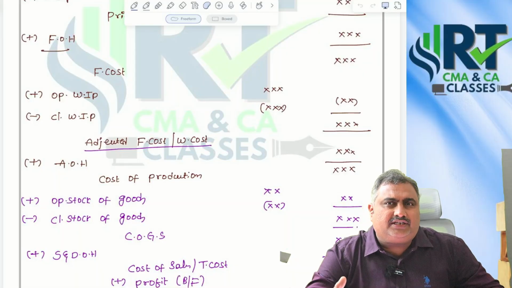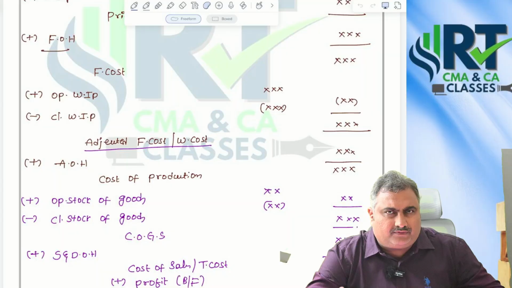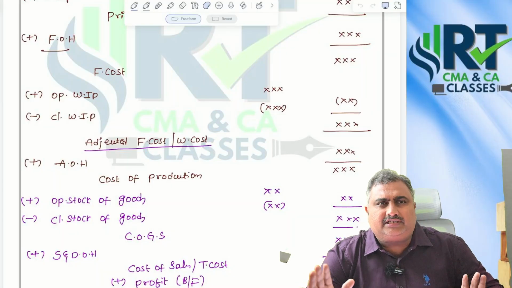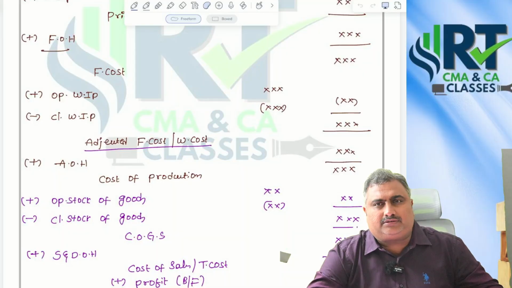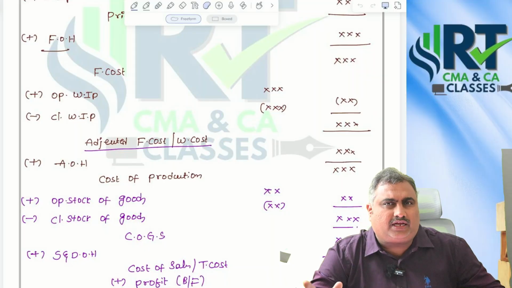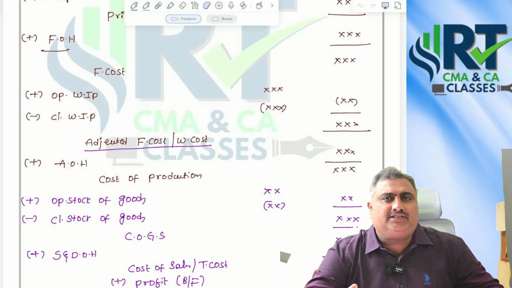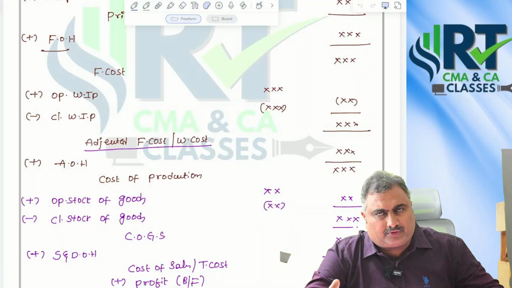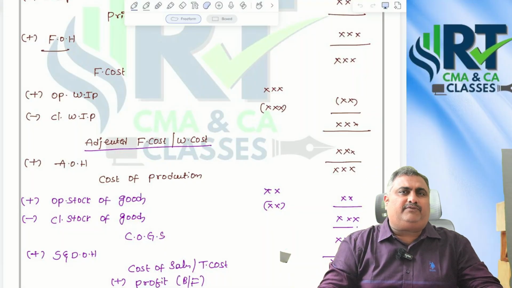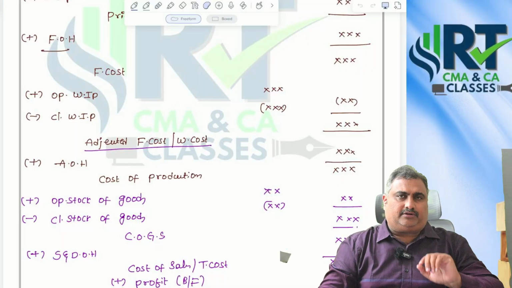That's the reason you are adding opening work in progress. At the end of the period, when you are done with the production, still certain material is in work in progress only. Those goods you don't want to sell, or the goods are not available for sale. That's the reason you are deducting closing work in progress itself. Then you are getting net factory cost or adjusted factory cost itself.